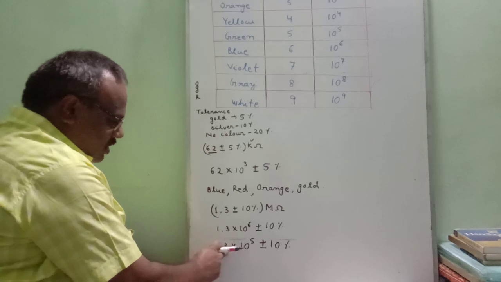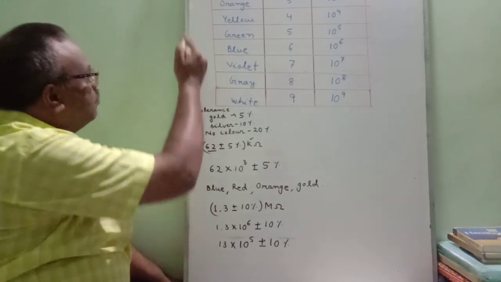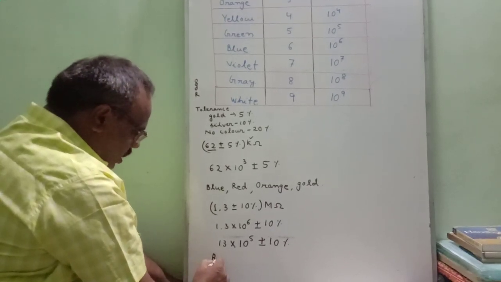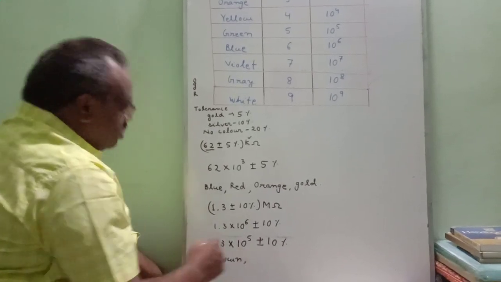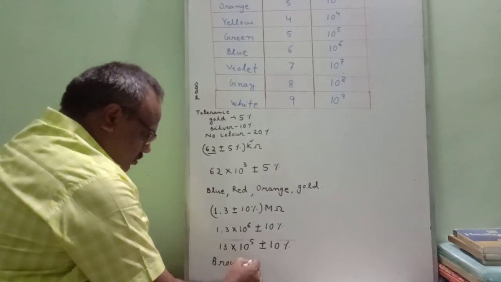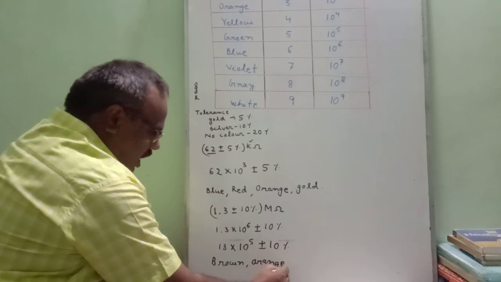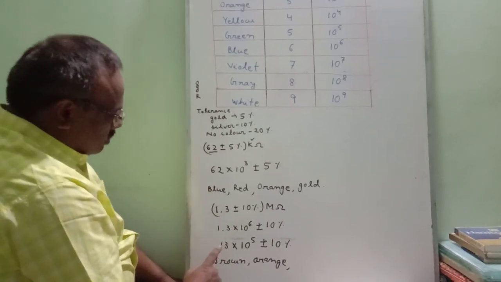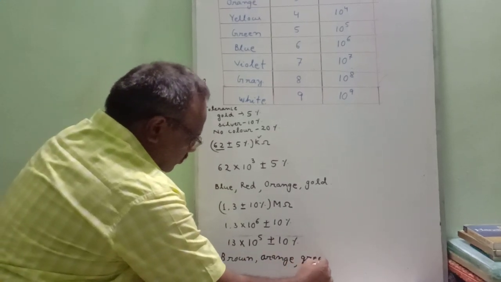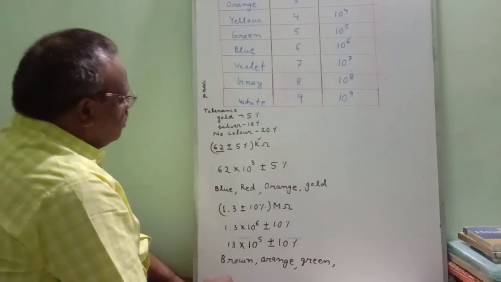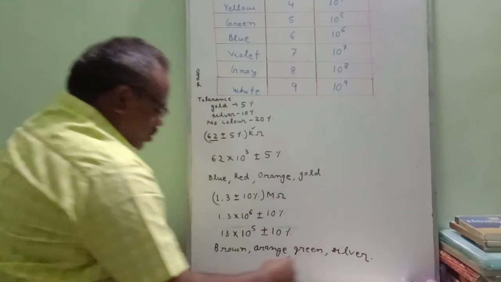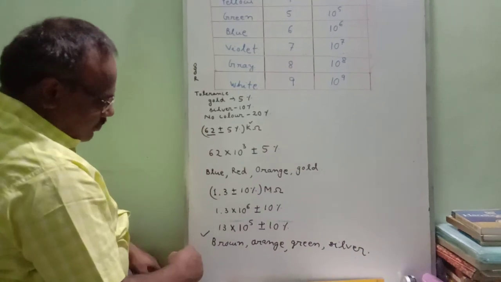So it is 1, 3. 1 is the first color, so it is brown. Then the second is 3, so it is orange. The third is 10 to the power 5, so it is green. And it is 10%, so the tolerance is silver. So the color code is brown, orange, green and silver.